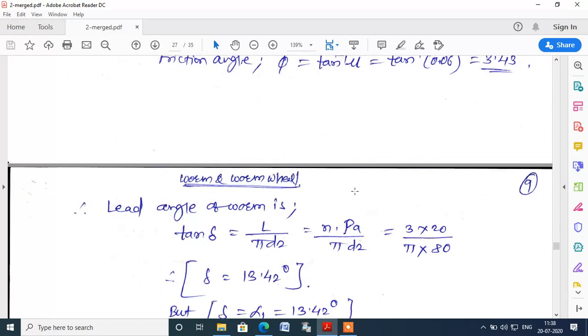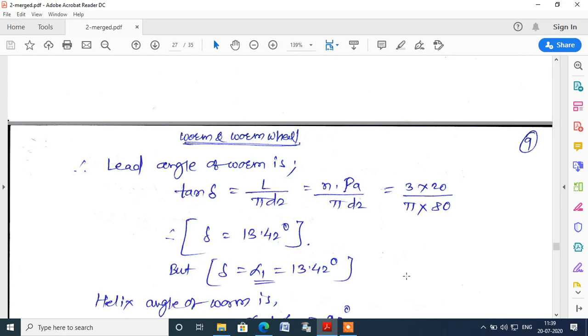Now we will start the solution. First we will find the lead angle of worm. So tan del equal to L upon pi d2. What is L? L is nothing but lead, so L is equal to n into Pa, so tan del equals 3 into 20 upon pi into 80. So take tan inverse, we will get del equal to 13.42 degree. This del is nothing but alpha 1, as we have already seen. So del equal to alpha 1 equal to 13.42 degree.